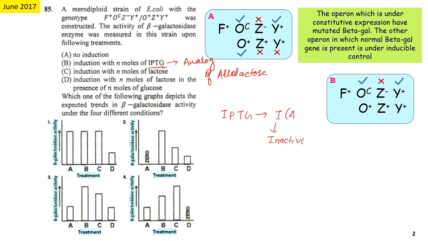Okay, this was active, but in the presence of inducer, that is this IPTG, the repressor molecule will become inactive. This inactive repressor molecule won't be able to bind to the operator sequence, and so this operon will fall under positive control and expression of these two genes will take place. That is, the beta galactosidase gene will express in this condition and a large amount of beta galactosidase enzyme will be produced.